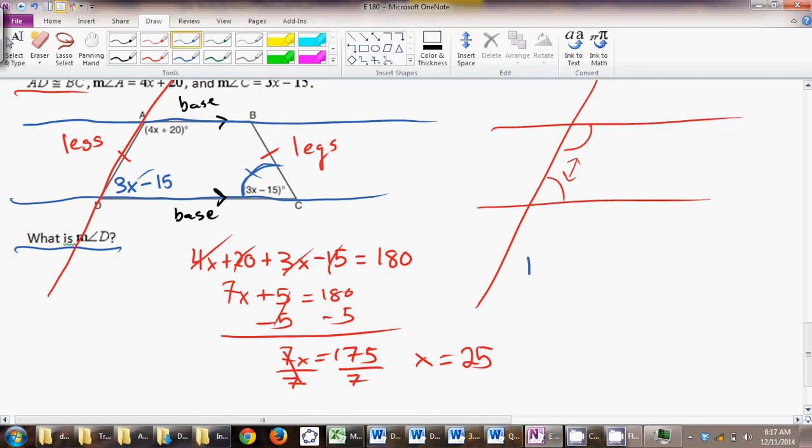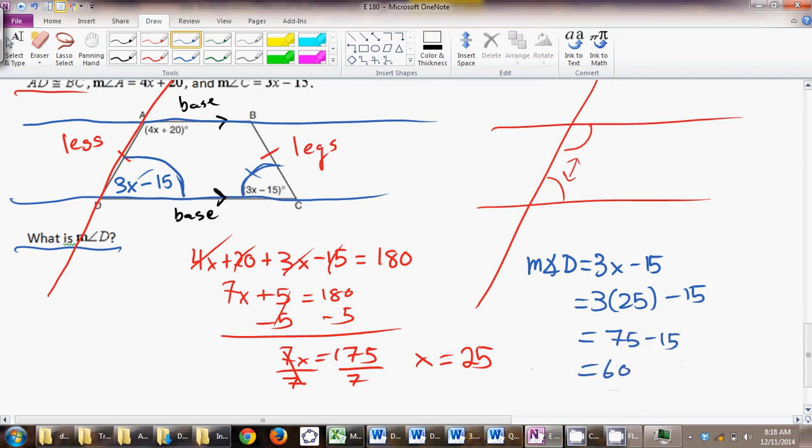But they wanted to know the measure of angle D. And the measure of angle D, we found out, is the same as C. So I'm going to write it's 3x minus 15. If I substitute in, that's 3 times 25 minus 15. 3 times 25 is 75. Minus 15, that's 60. Alright, the measure of angle D is 60 degrees.